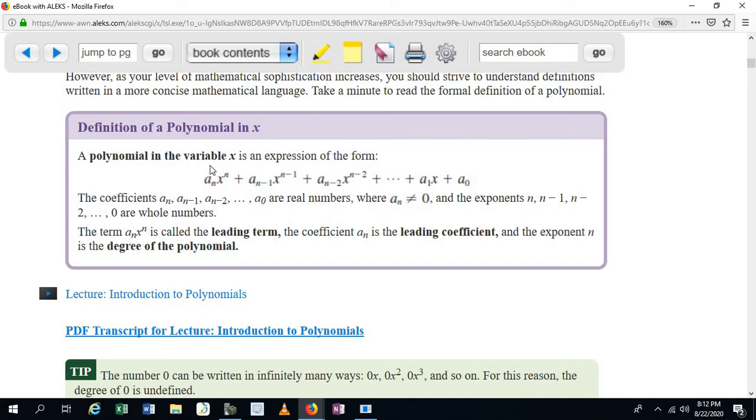Now, this term here is called the leading term. In other words, the term with the largest exponent, that's called the leading term. The coefficient in front of this leading term is called the leading coefficient, right? So a sub n is called the leading coefficient. And then the degree of a polynomial is the exponent n, the one with the highest exponent. Okay, that's called the degree of the polynomial.